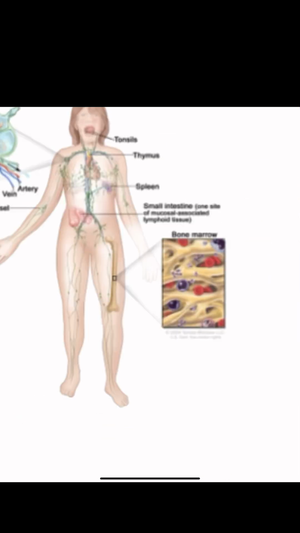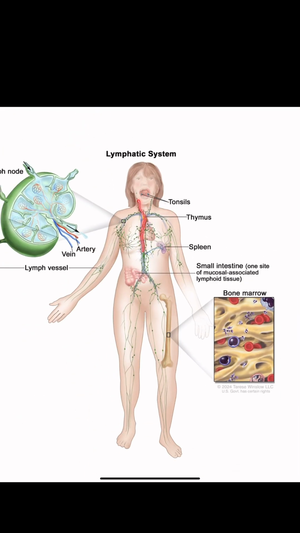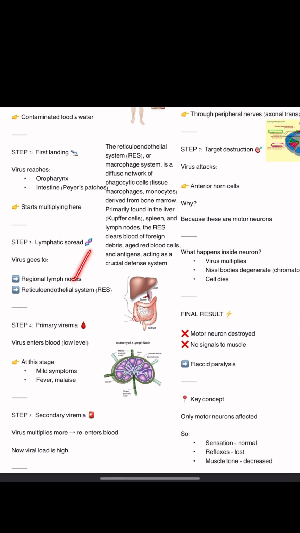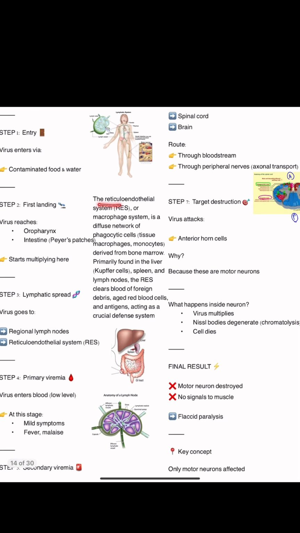It goes to regional lymph nodes. Here we can see all the lymph nodes. It has gone from here. Then the virus will go to the regional lymph nodes, like the tonsils, and the reticuloendothelial system. It's a reticular network of the macrophage system, phagocytic cells, tissue macrophages and monocytes derived from bone marrow. These are primarily found in the liver as Kupffer cells, spleen and lymph nodes.